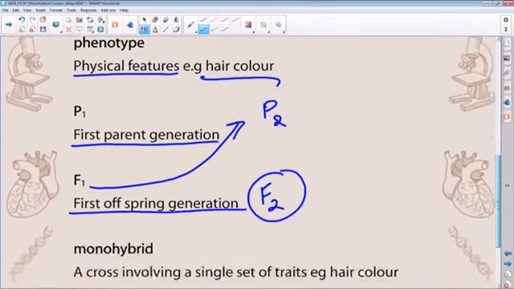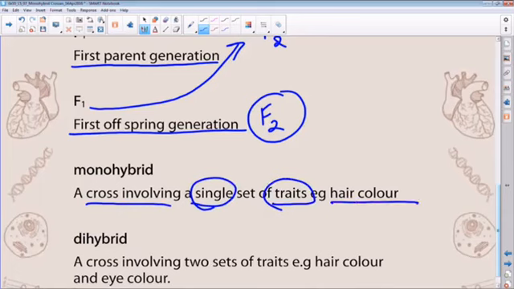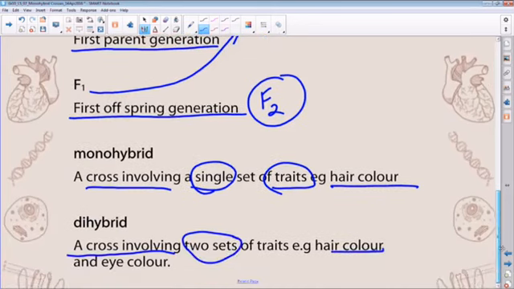Now let's have a look at the next. Monohybrid and dihybrid crosses. That's what we are going to mess around with today. Well, one of them, the monohybrid cross. That is a cross involving a single set of traits, in other words, hair color. When we look at di, meaning two, then we have a cross involving two traits, two different traits, hair color and, of course, eye color.